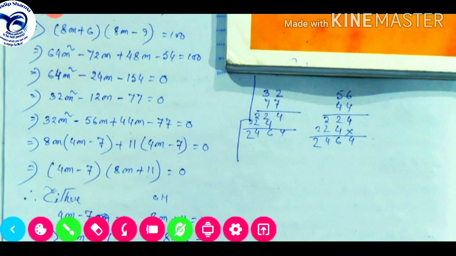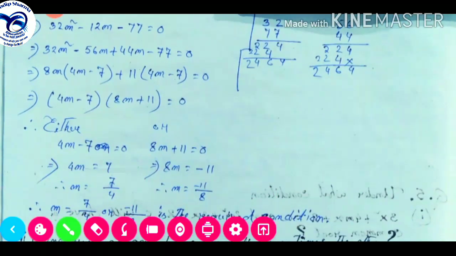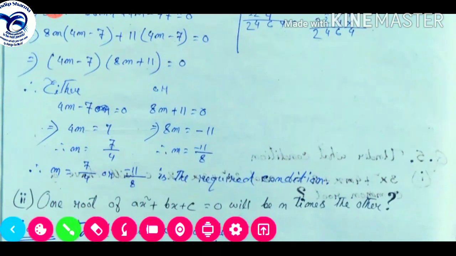Taking common, it will be 4m minus 7 into 8m plus 11 is equal to 0. Therefore either 4m minus 7 is equal to 0 or 8m plus 11 is equal to 0. Therefore the m value will be 7 by 4 or the m value will be minus 11 by 8. Therefore m is equal to 7 by 4 or minus 11 by 8 is the required condition.